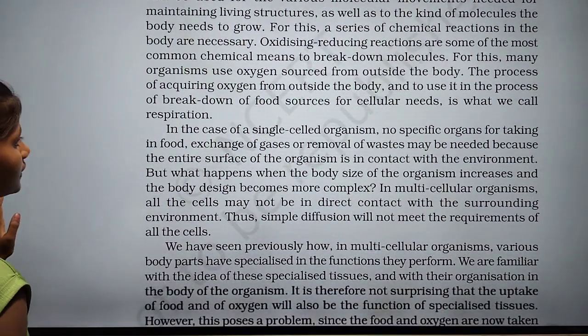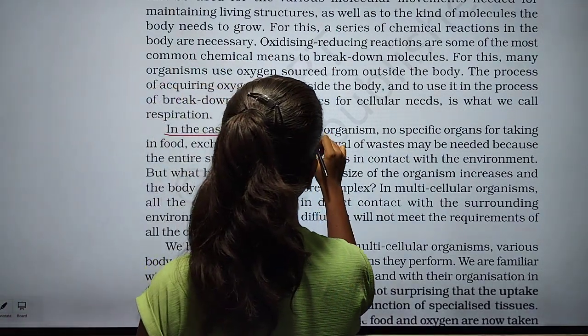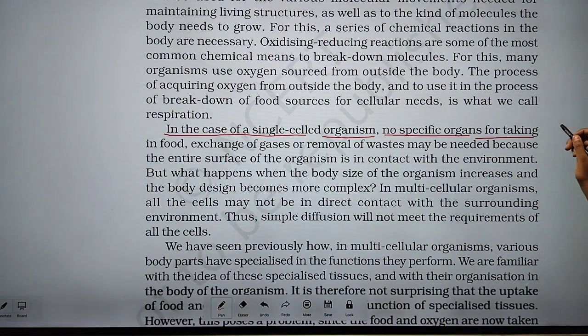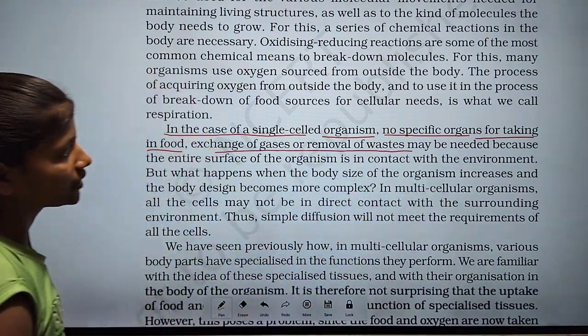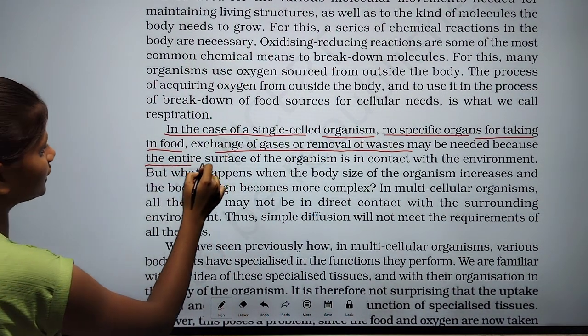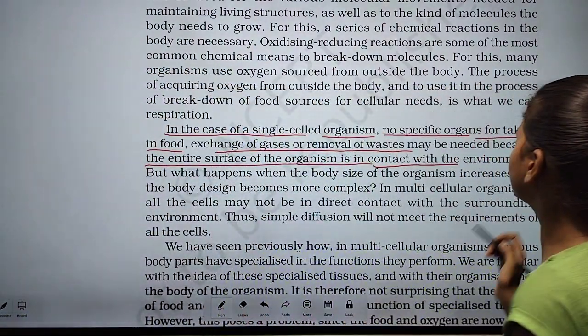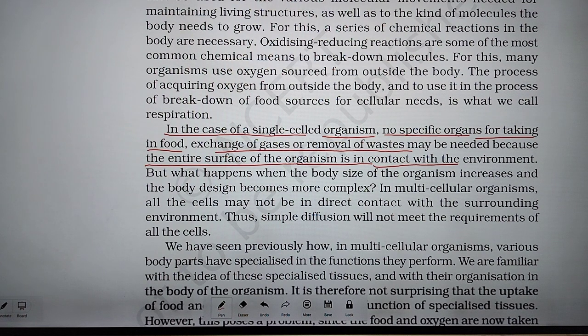In the case of a single-celled organism, no specific organs for taking in food, exchanging gases or removing wastage may be needed, because the entire surface of the organism is in contact with the environment.